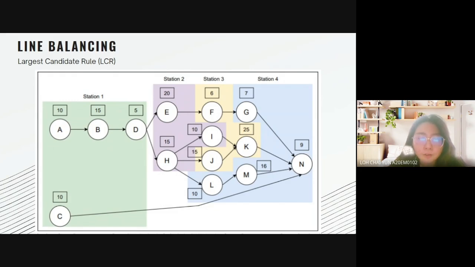Next, this is the precedence diagram according to the stations. From here we can see that station 1 includes activities A, B, D, and C. Station 2 includes activities E, H, and I. Station 3 includes activities F, J, K. And station 4 includes activities G, N, M, and L.